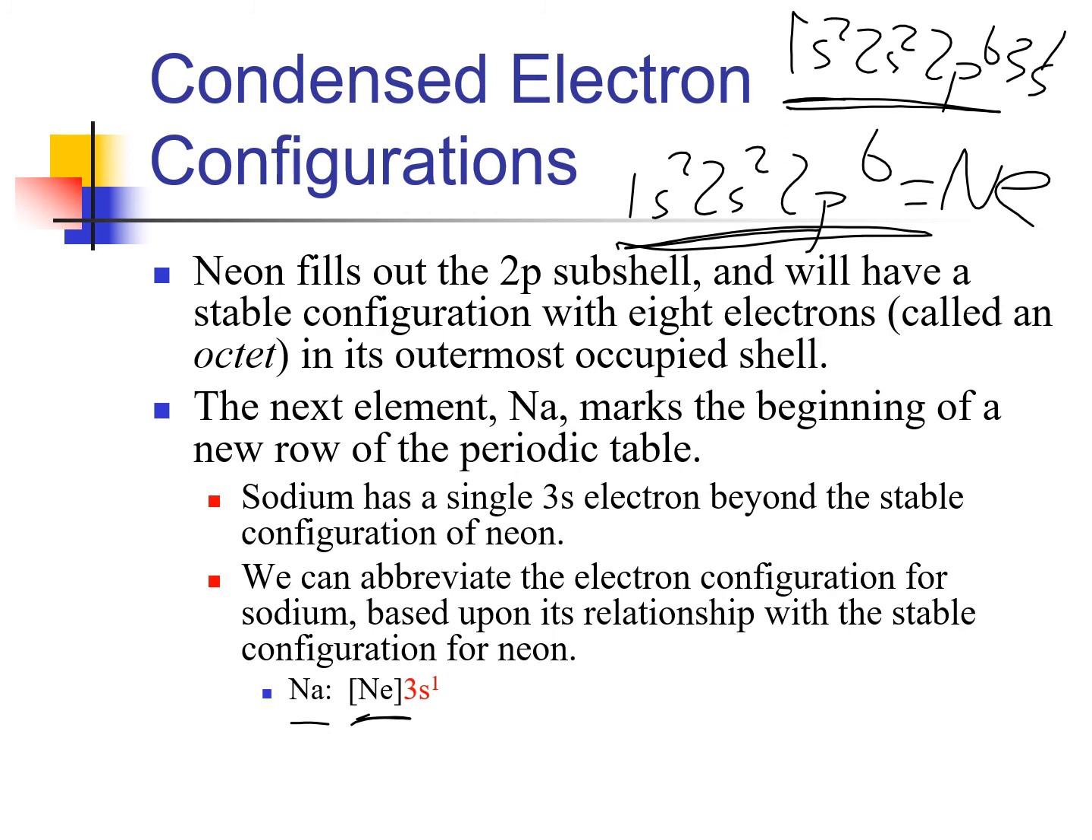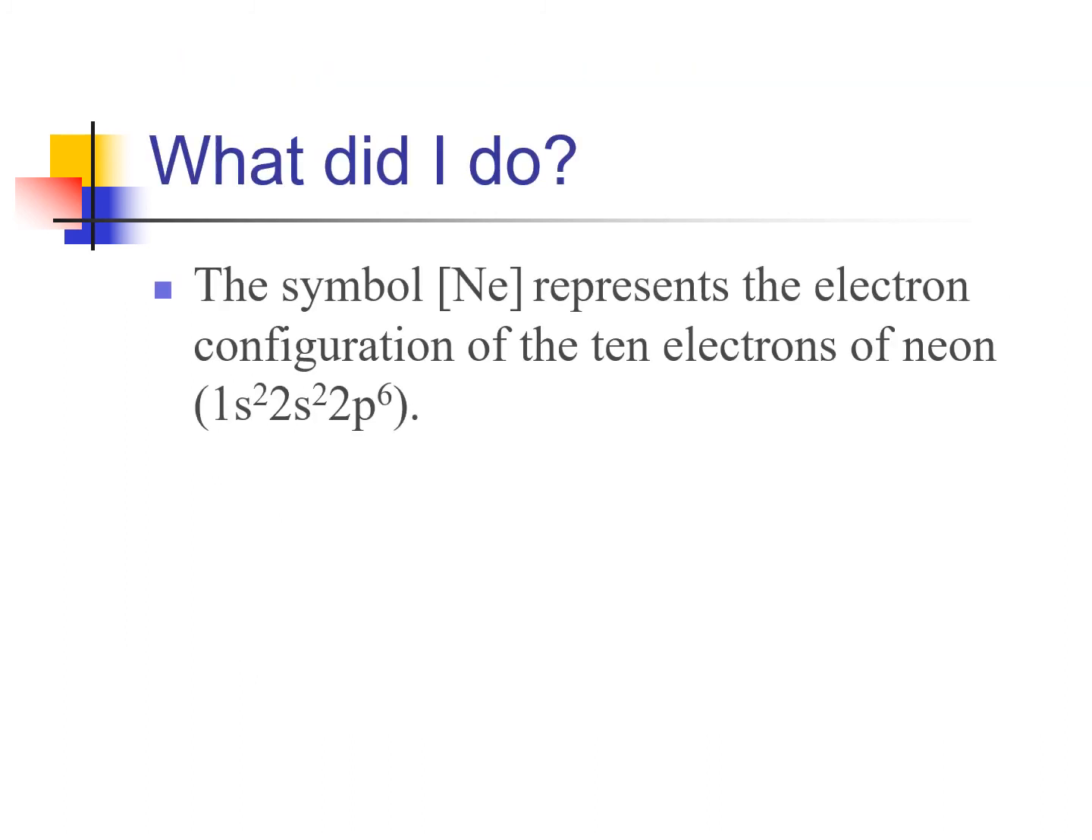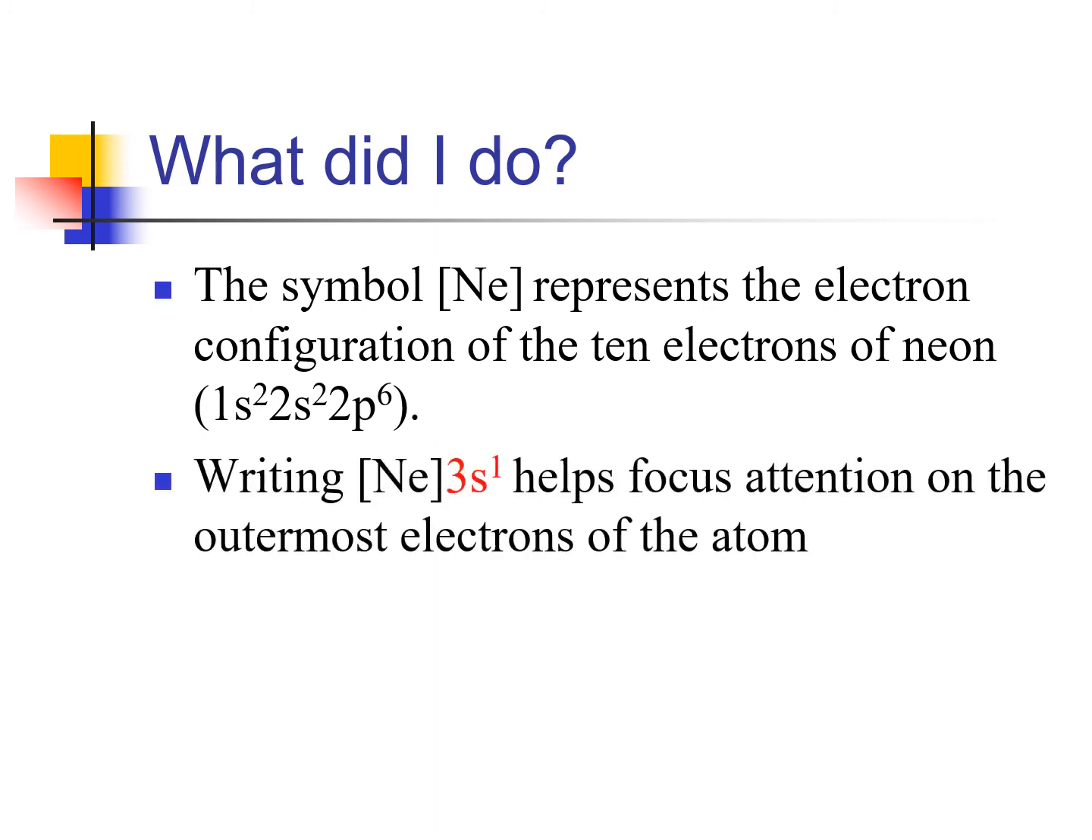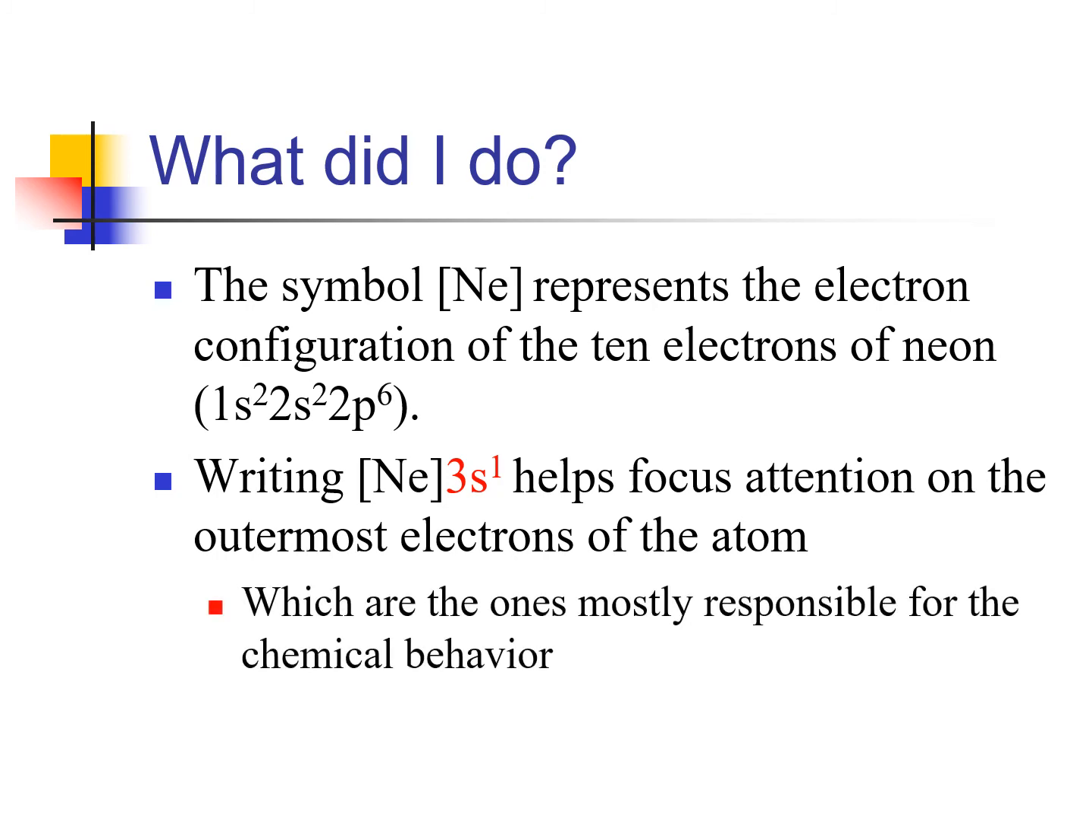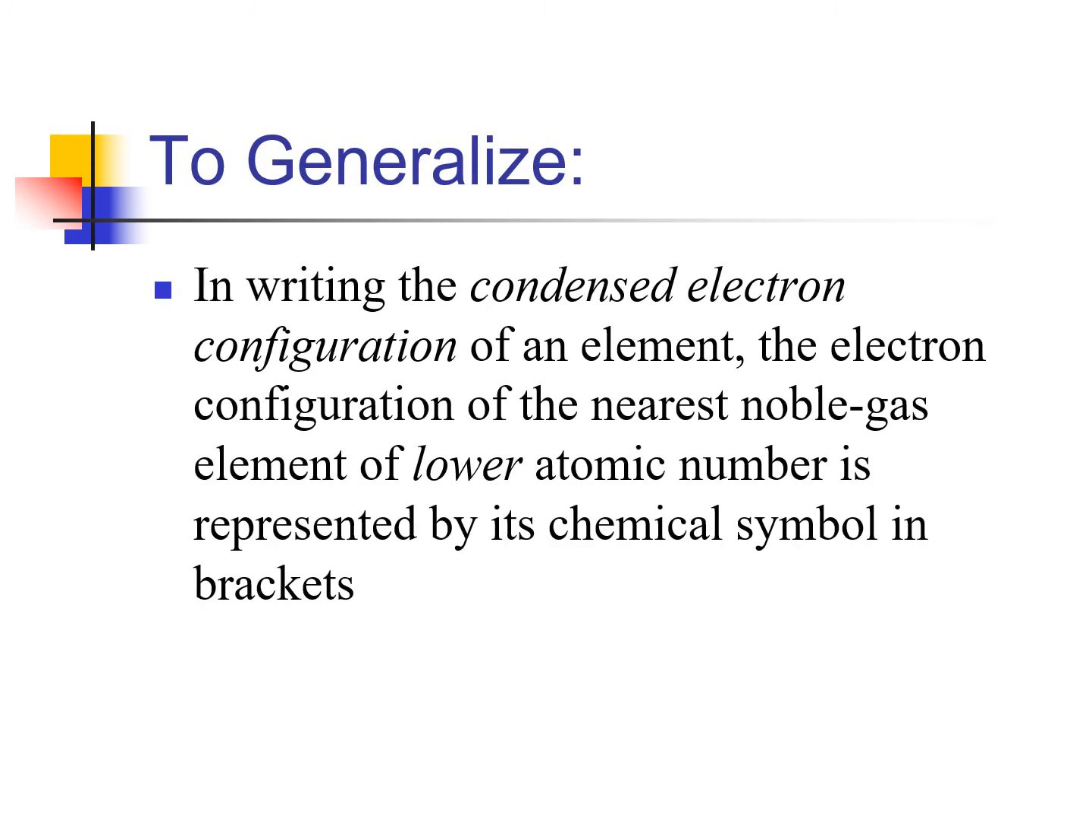So we can always use a noble gas's electron configuration as a base for elements that come after it. So again, what did I do? The symbol neon represents the electron configuration of the 10 electrons of neon. By writing neon 3s1, it helps focus attention on the outermost electrons of the atom, which are the ones mostly responsible for chemical behavior. So again, to generalize, when we're doing a condensed electron configuration, the electron configuration of the nearest noble gas element of lower atomic number is represented by its chemical symbol in brackets.